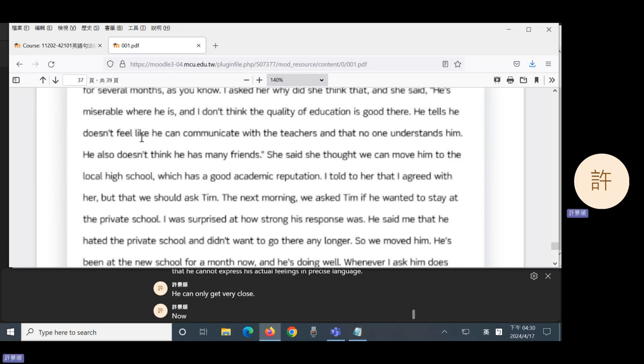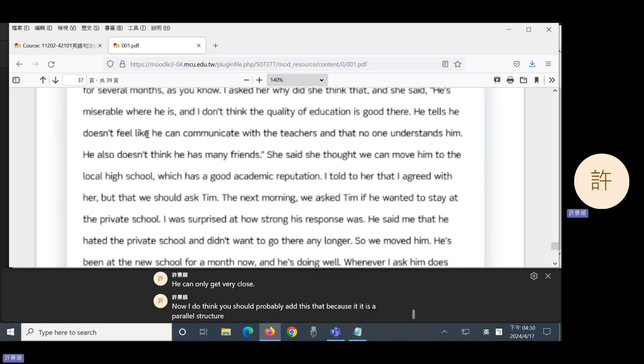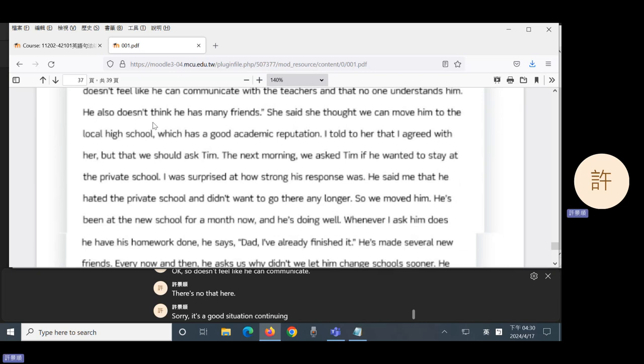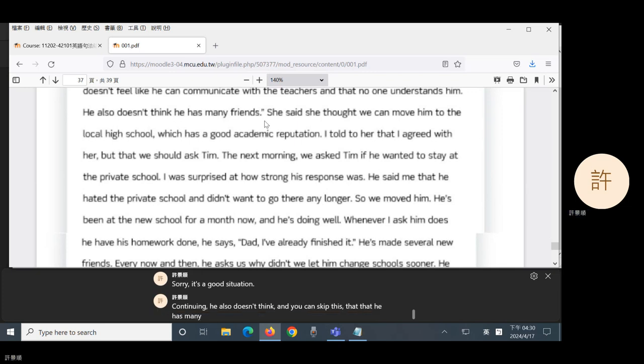Now, I do think you should probably add this that, because it is a parallel structure. Feels like he can communicate with the teachers and that, yeah, okay. So doesn't feel like he can communicate. There's no that here. Sorry. This is correct. Continuing, he also doesn't think, and you can skip this that, that he has many friends.